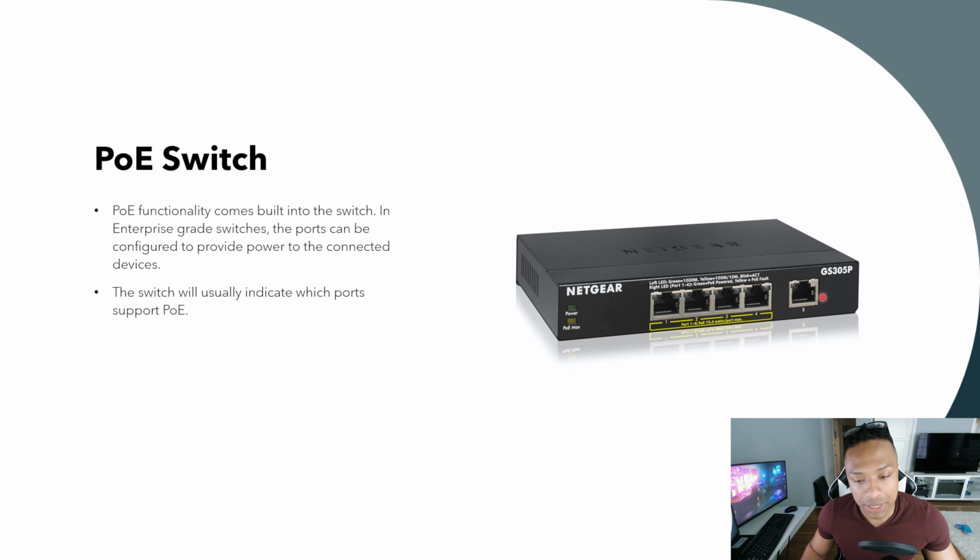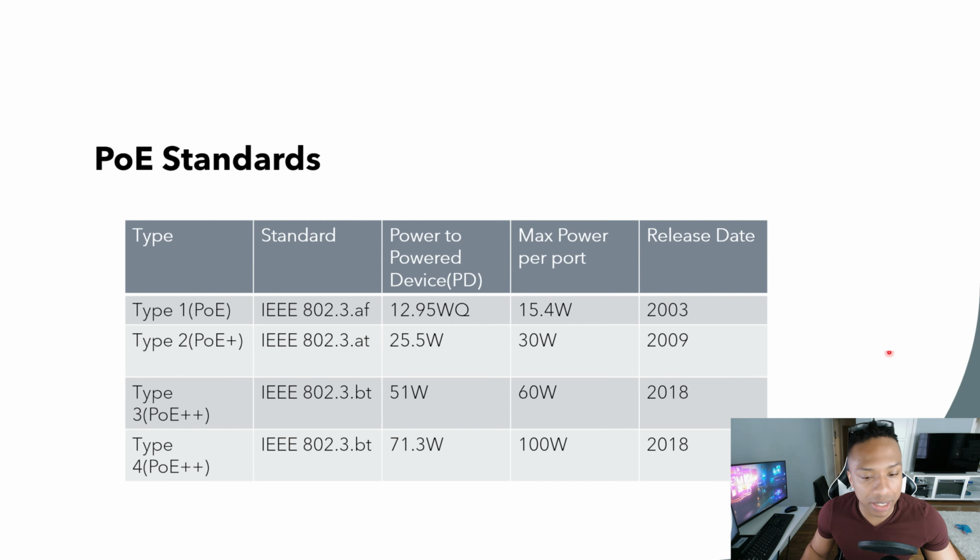And port 5 does not. So you see port 1 through 4, it says the watts, port max. Port number 5 says nothing. And here's a chart of the PoE standards. You might have to memorize these standards for the exam. Not really much to explain here. Just try to memorize this chart because it might be in the exam.